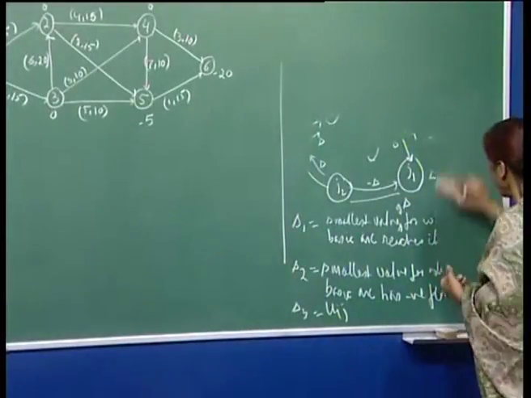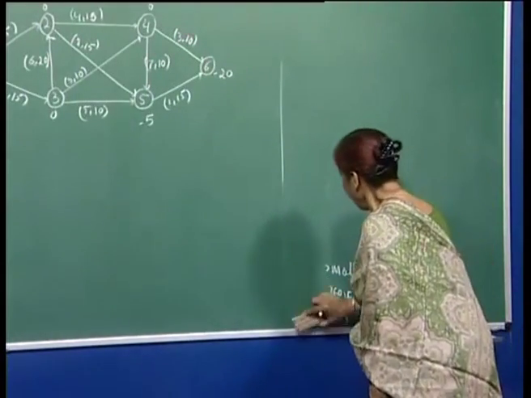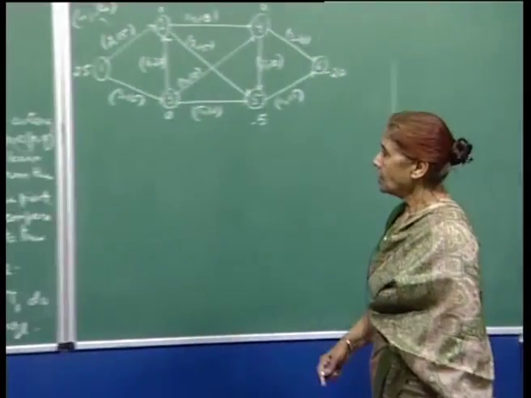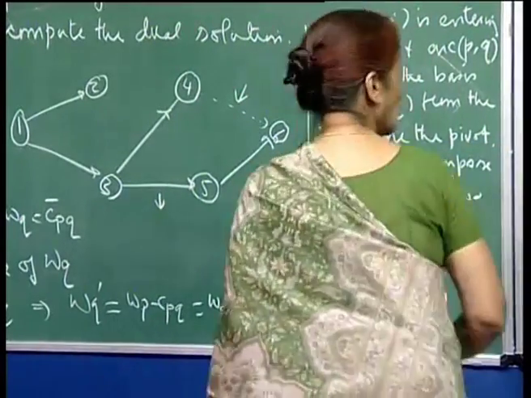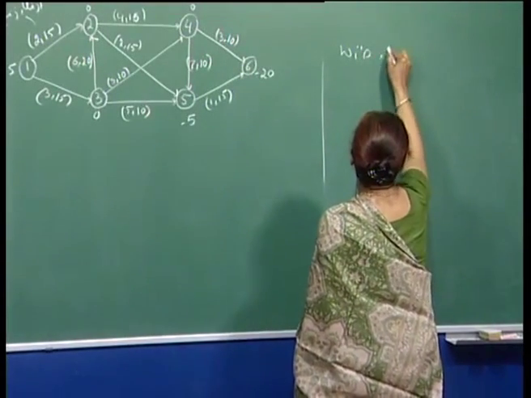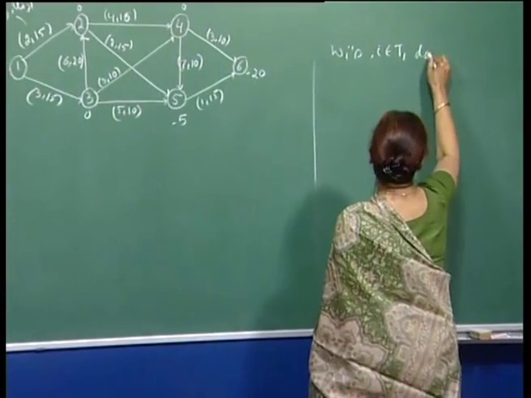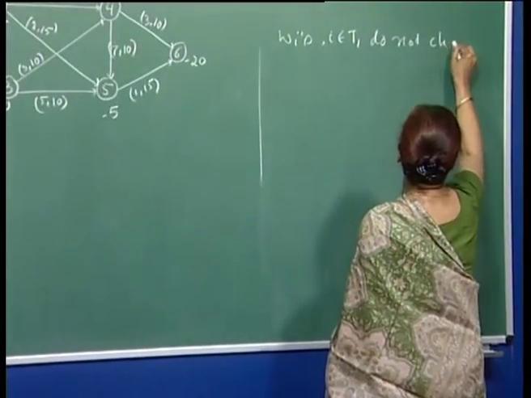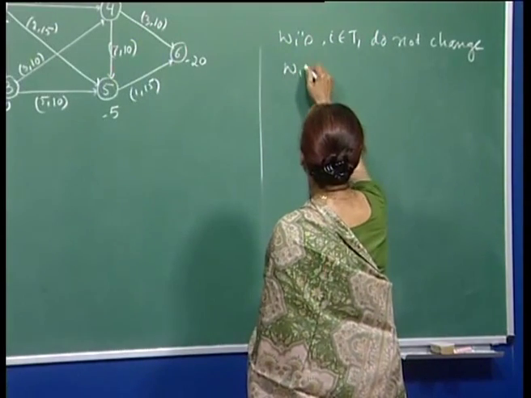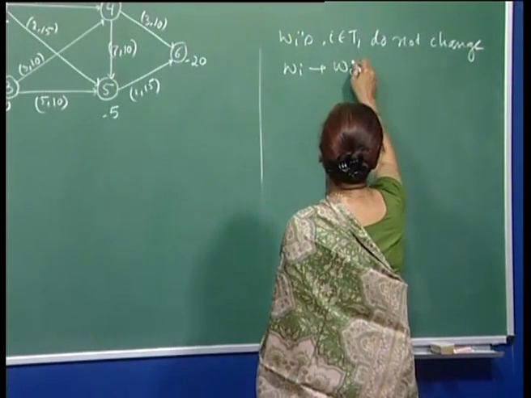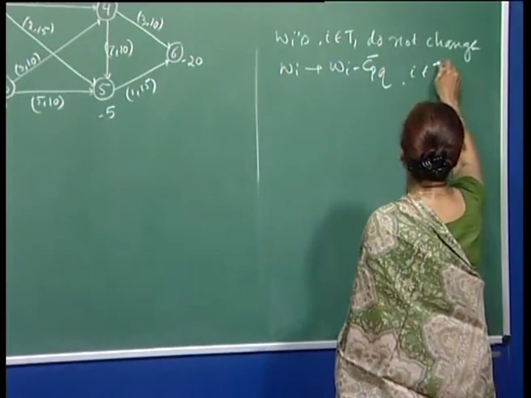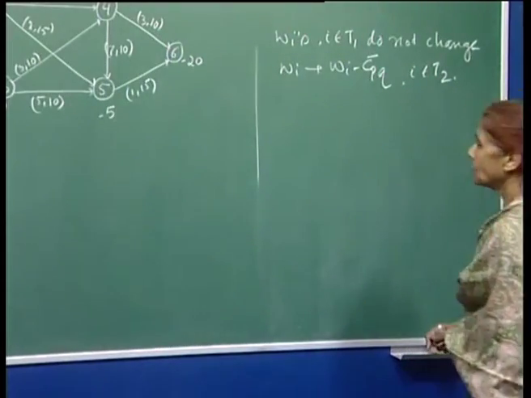For all nodes in T2, the dual solution. When we are recomputing the dual solution, what comes out is that Wi for i belonging to T1 does not change. So you do not have to spend time computing them, and Wi goes to Wi minus C̄PQ for i belonging to T2, where we know that PQ is the exiting variable.